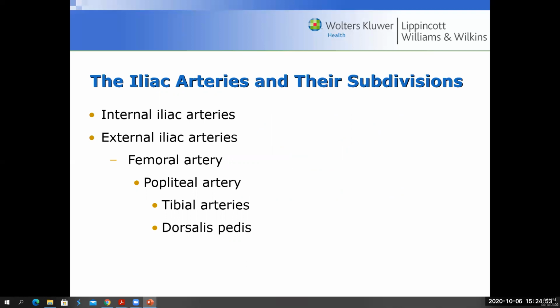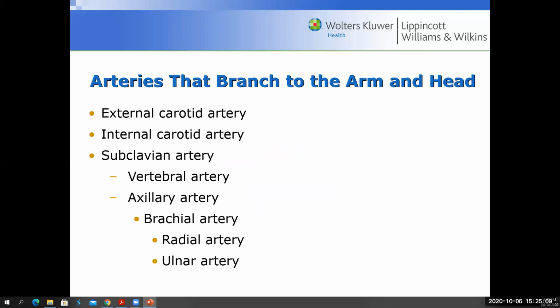So this is just speaking to the iliac arteries and their subdivision, the internal and external, and of course the femoral, that's the one in front of the femur. You have the popliteal, that's the one that goes behind the knee. The tibial goes down to the tibia, and the dorsalis pedis down to the lower limb.